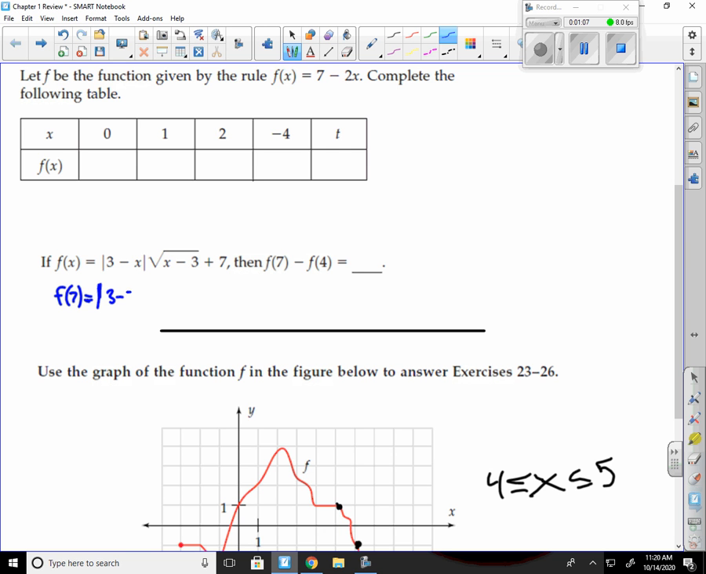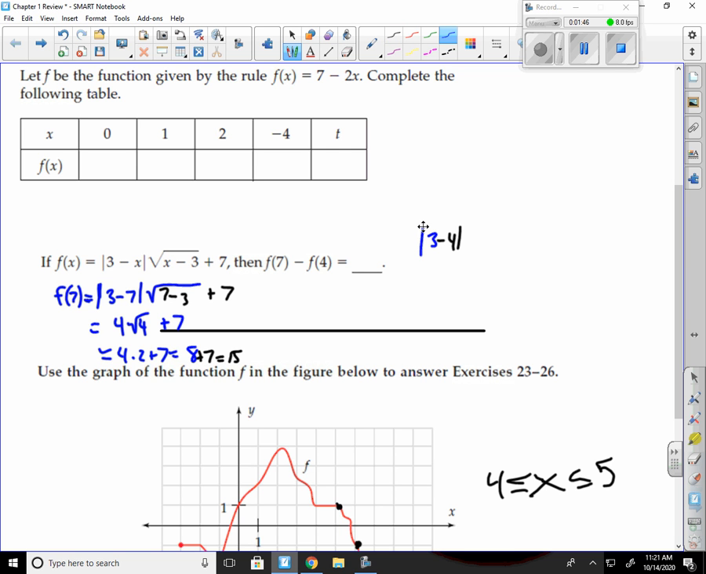Absolute value of 3 minus 7 times the square root of 7 minus 3 plus 7. 3 minus 7 is negative 4. Absolute value of negative 4 is positive 4. Remember, absolute value always turns it positive. 7 minus 3 is 4. We have the square root of 4 plus 7. Square root of 4 is 2, so it's 4 times 2 plus 7 gives us 8 plus 7, which is 15.